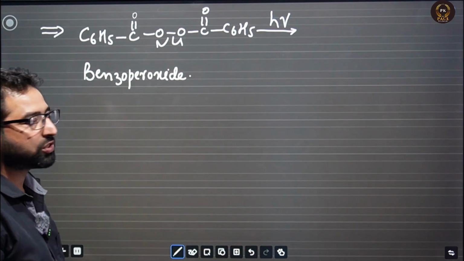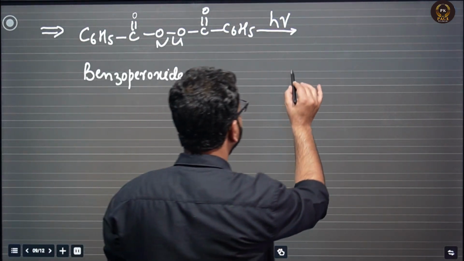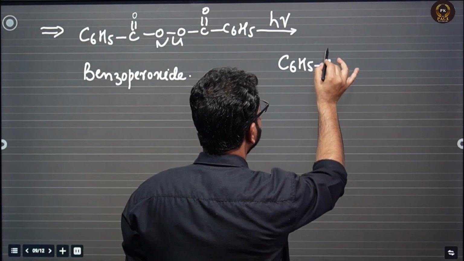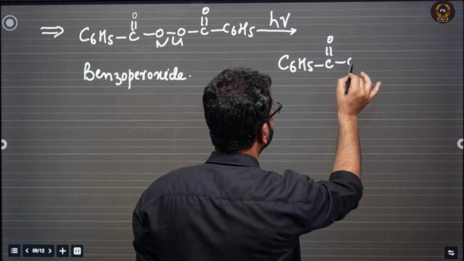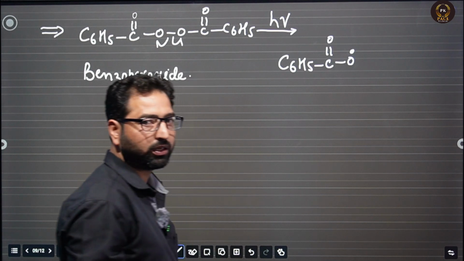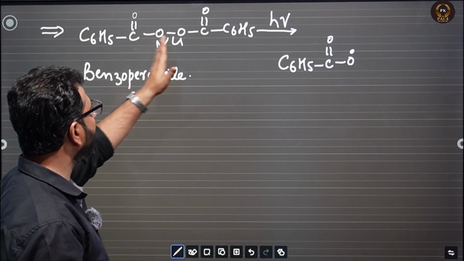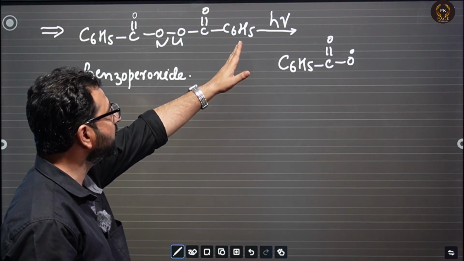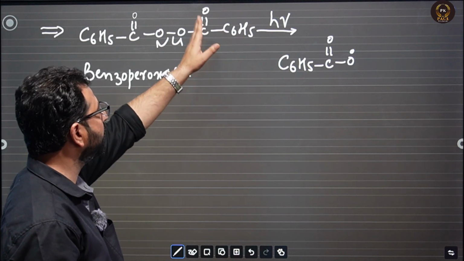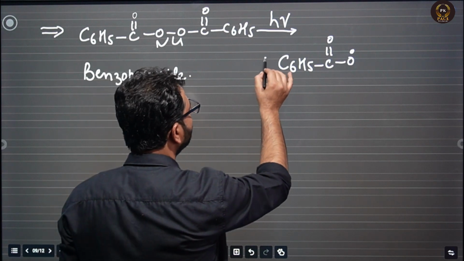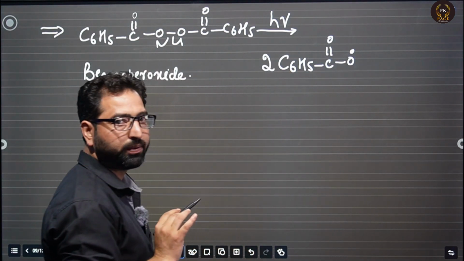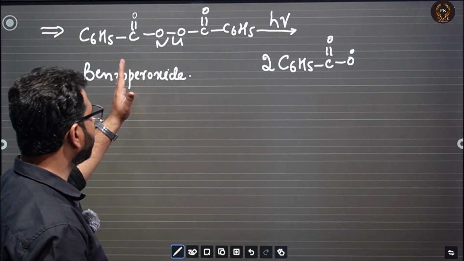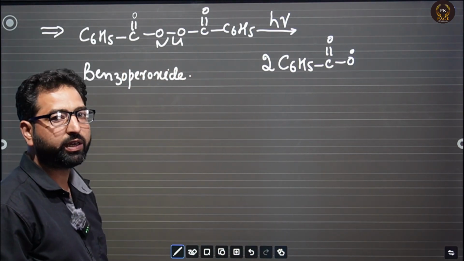When there occurs a homolytic fission, we get the free radicals C6H5, C double bond O and O dot. This is a free radical. Here we get one part, that's C6H5, C double bond O dot, and here is also C6H5, C double bond O dot. Then we get 2 radicals from the benzoyl peroxide. Benzoyl peroxide will dissociate into 2 free radicals.